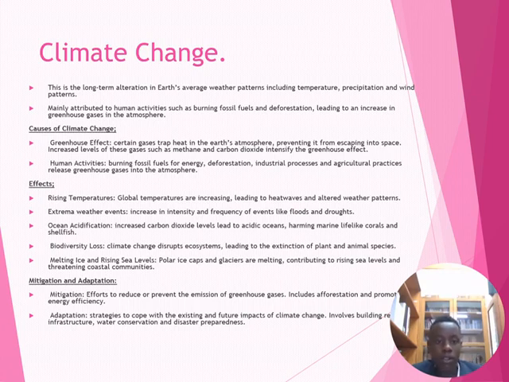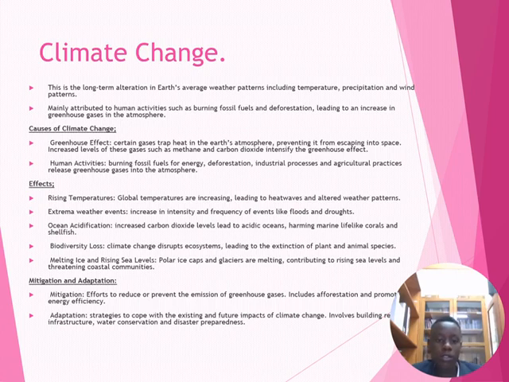Number four, the biodiversity loss. Climate change disrupts ecosystems, leading to the extinction of plant and animal species. Number five, the melting ice and rising sea level. The polar ice caps and glaciers are melting, contributing to the rising sea levels and threatening the coastal communities.